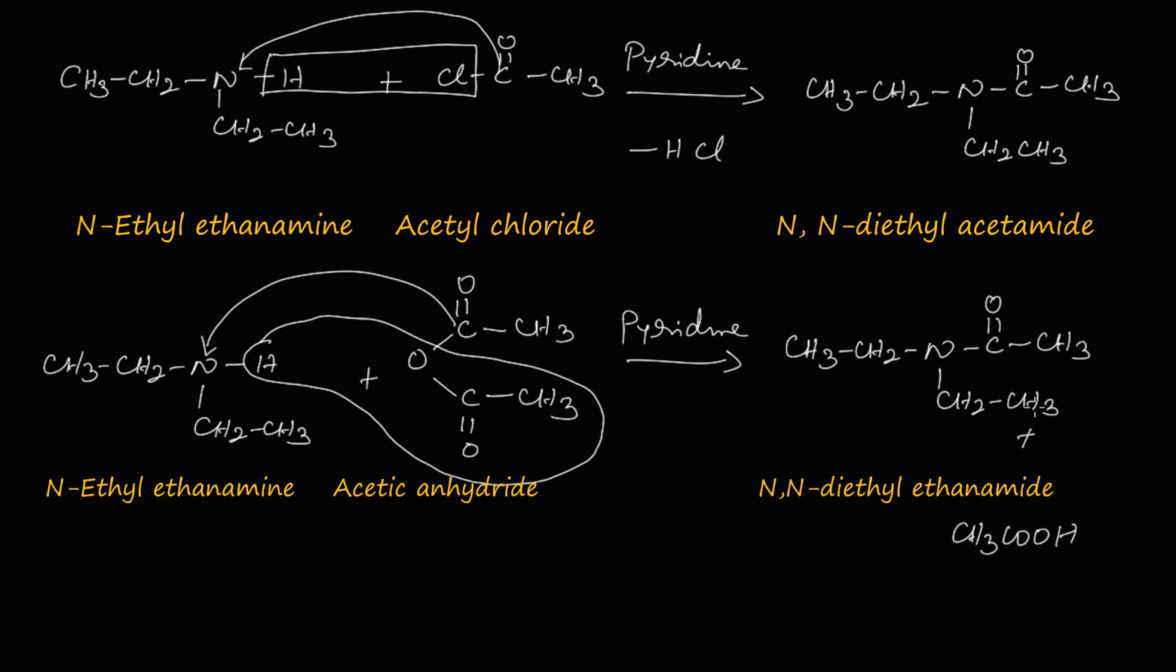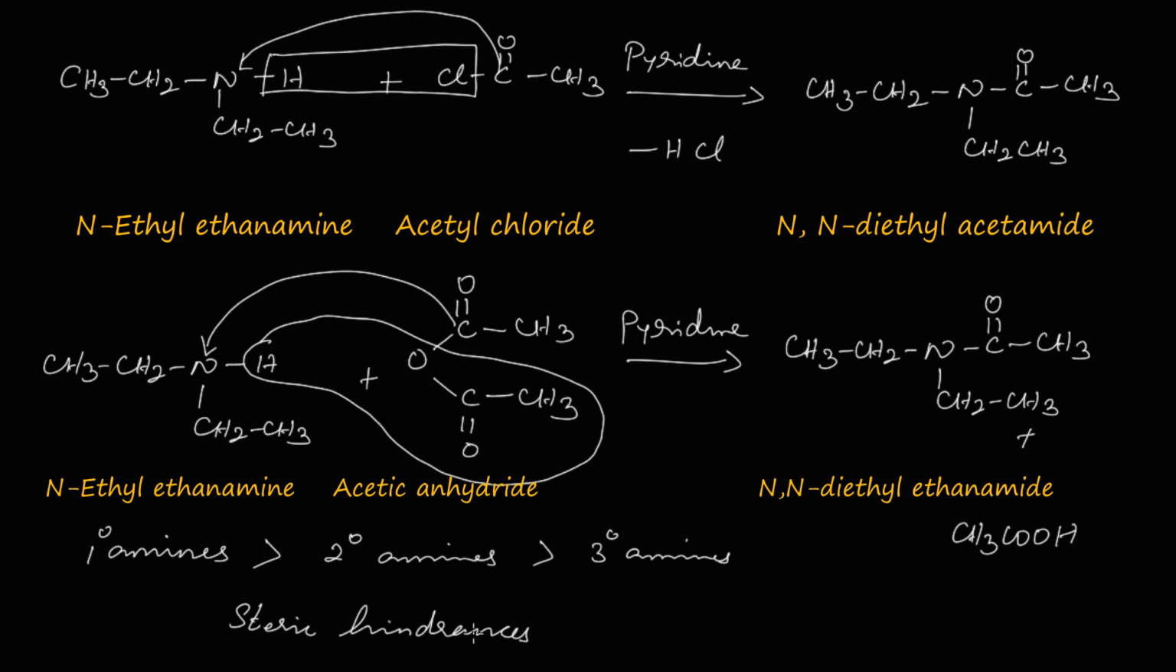Here, the reactivity series of amine with the acyl group is: primary amines are more reactive than the secondary amines, and the secondary amines are more reactive than the tertiary amines. This is due to the steric hindrance. As in the secondary amine, the steric hindrance increases when compared to the primary amine. In tertiary amine, the steric hindrance increases when compared to both primary and secondary amine.